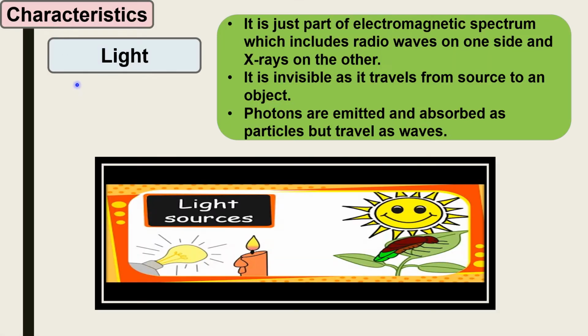So light is just part of the electromagnetic spectrum, which includes radio waves on one side and X-rays on the other. It is visible as it travels from a source to an object. Photons are emitted and absorbed as particles but travel as a wave.